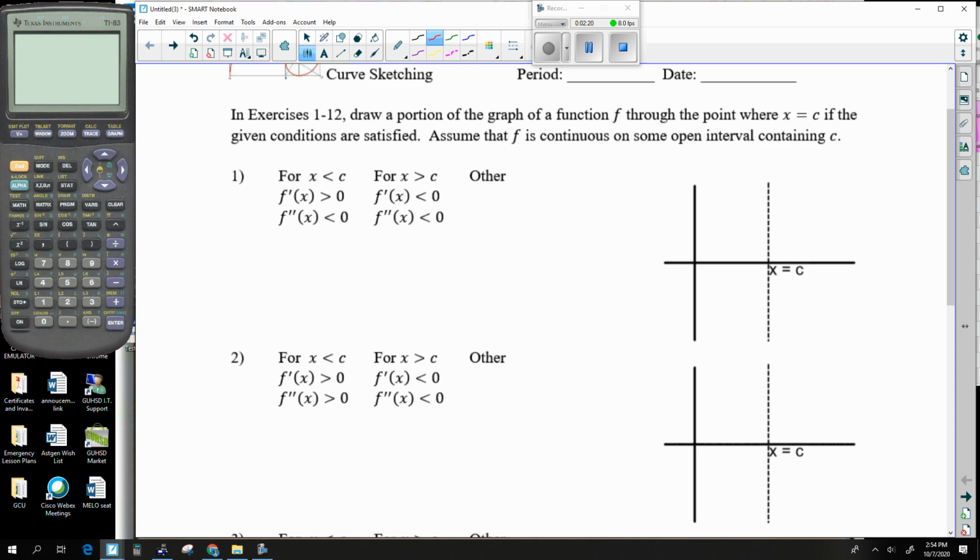So I see that the derivative is positive. That means this is increasing. And the second derivative is negative. That means it's concave down. On the right-hand side, it is negative. That means it's decreasing. And it is concave down as well. So increasing concave down, decreasing concave down.